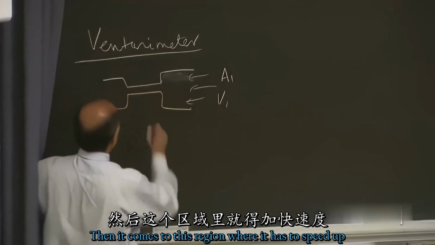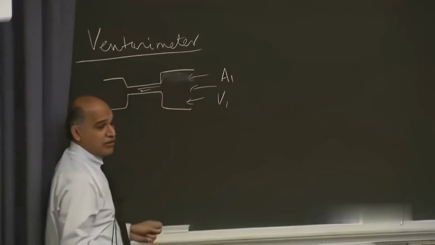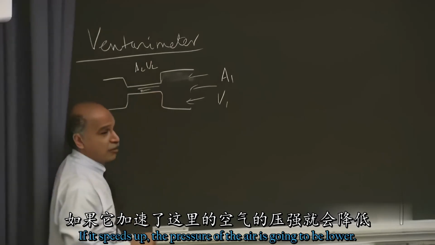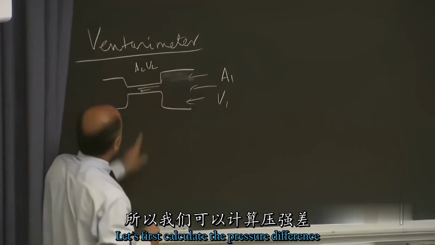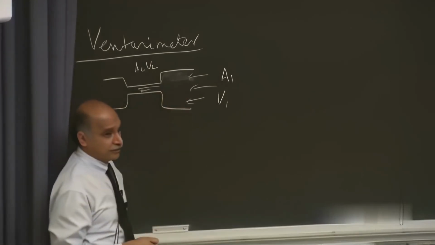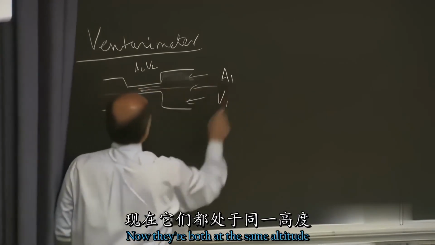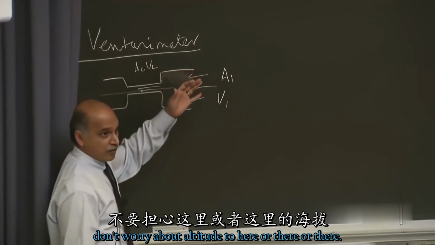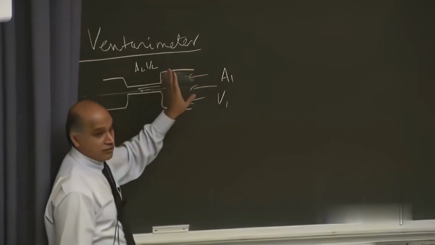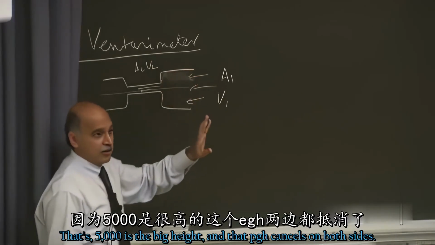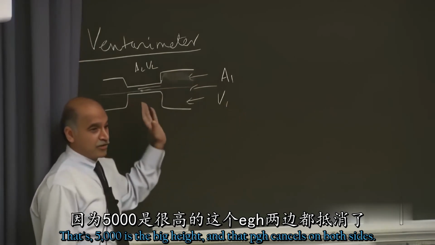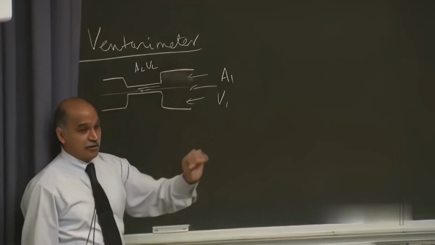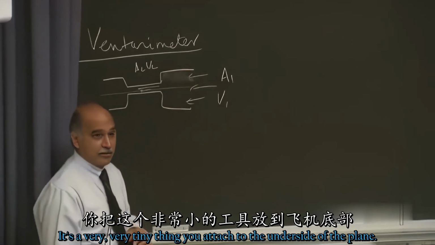Then it comes to this region where it has to speed up because A1 V1 is A2 V2. If it speeds up, the pressure here is going to be lower. Let's first calculate the pressure difference between this point and this point. Now, they are both at the same altitude. Here's another example. You're 5,000 feet above the ground. Don't worry about altitude till here or there or there. That's 5,000 is the big height, and that rho g h cancels on both sides. We don't worry about the variation in height over this gadget. It's a very, very tiny thing you attach to the underside of the plane.